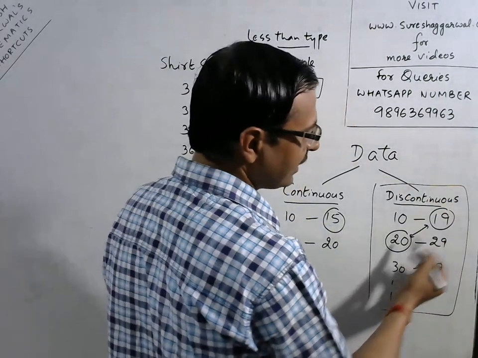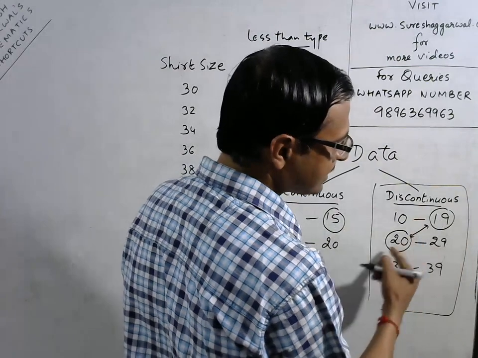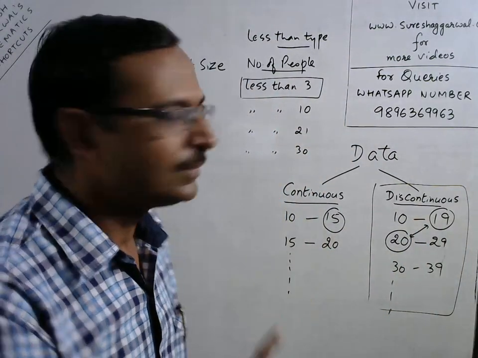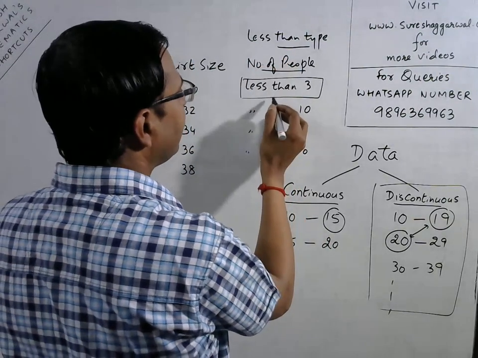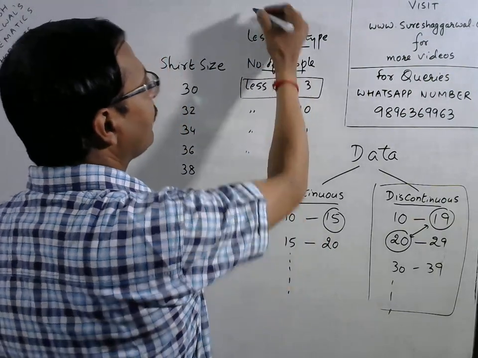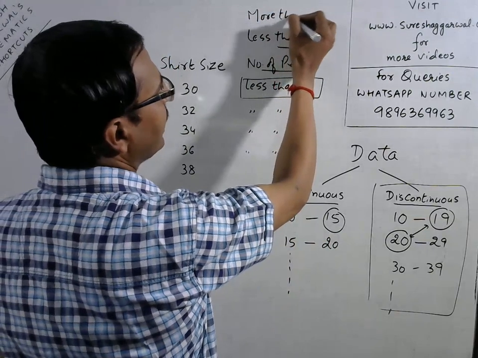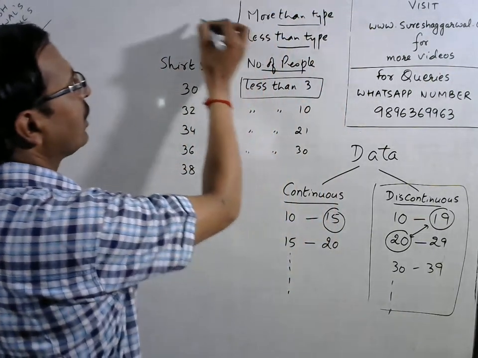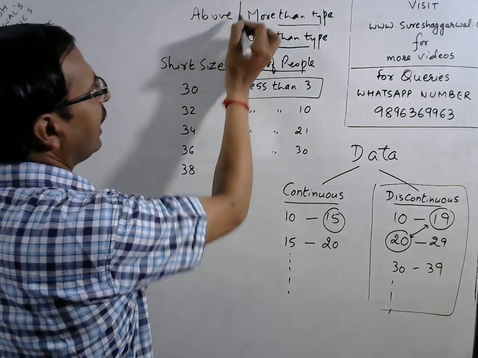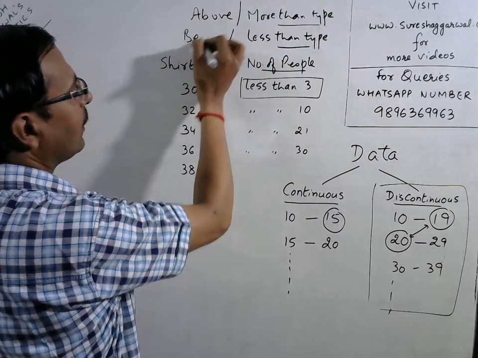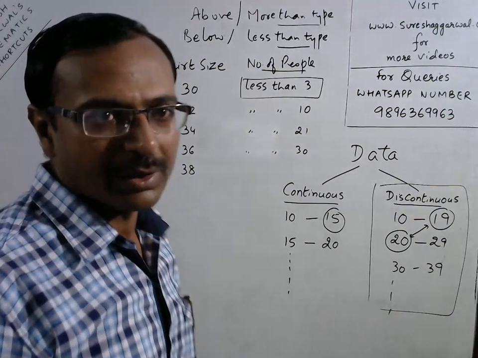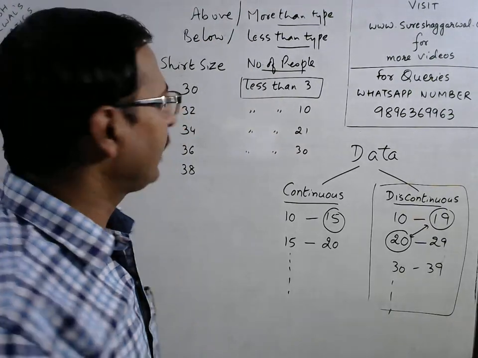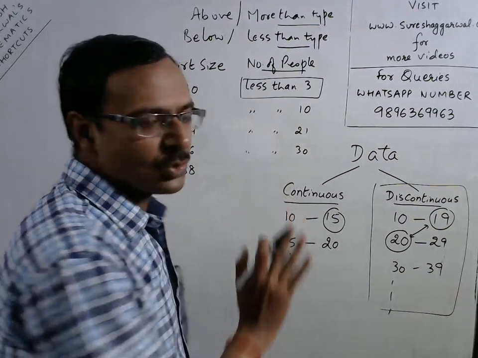One is the difference between the upper limit and the lower limit of the first and second class interval. Second is when the data is given in the form of less than type. And the third is when the data is given in the form of more than type. More than type is also called above, and the less than type is also called below. So above type or below type data. So this is one concept which you need to know.